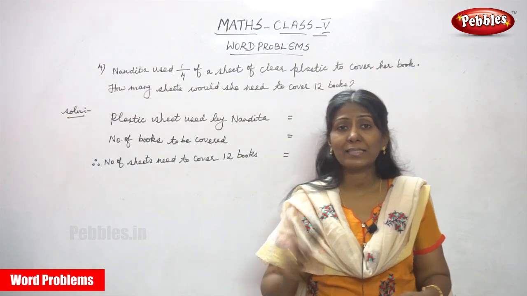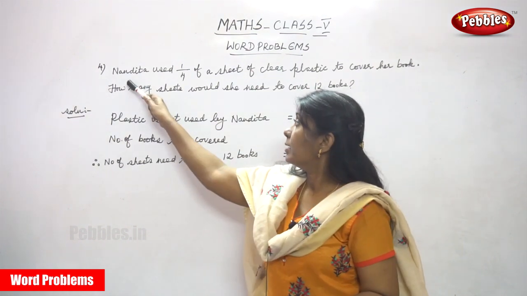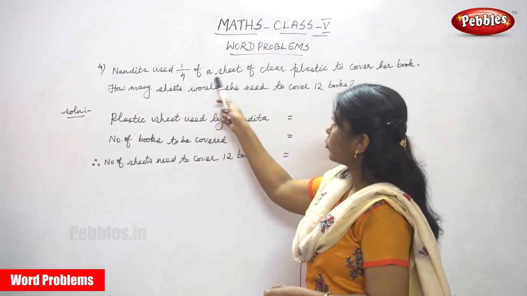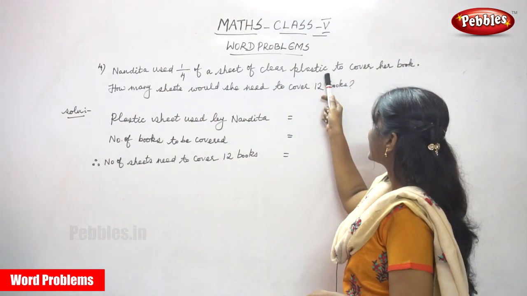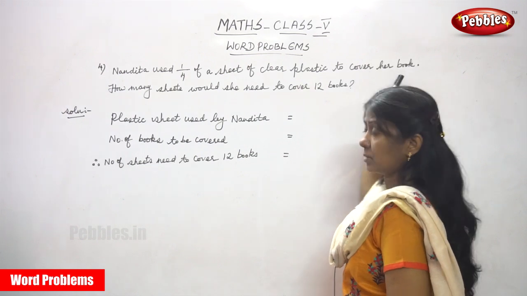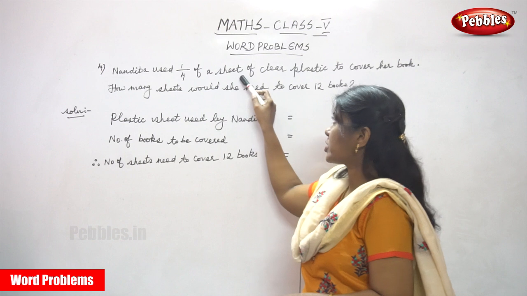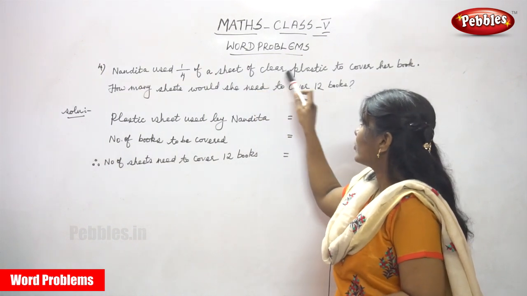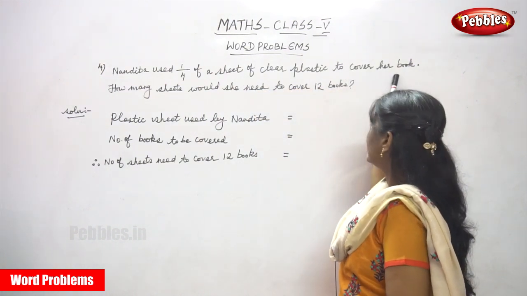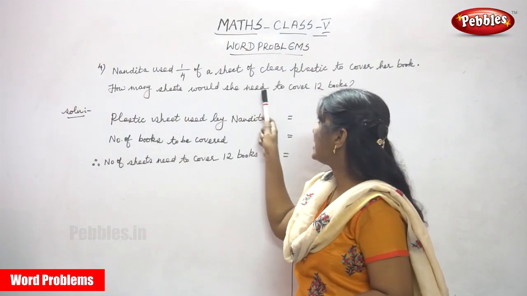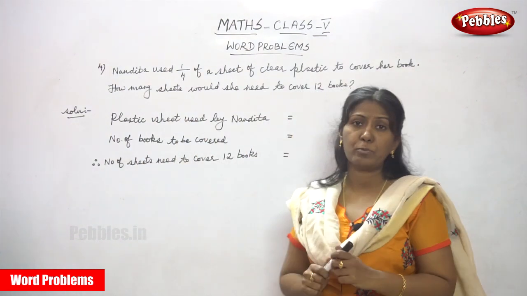Now we will look at another problem. Fourth problem. Nandita used 1/4 of a sheet of clear plastic to cover her book. How many sheets would she need to cover 12 books?